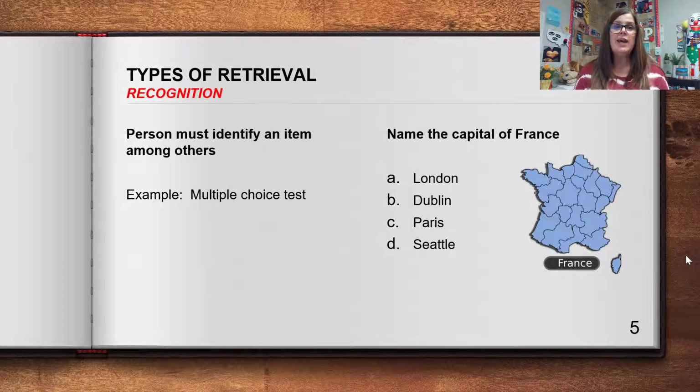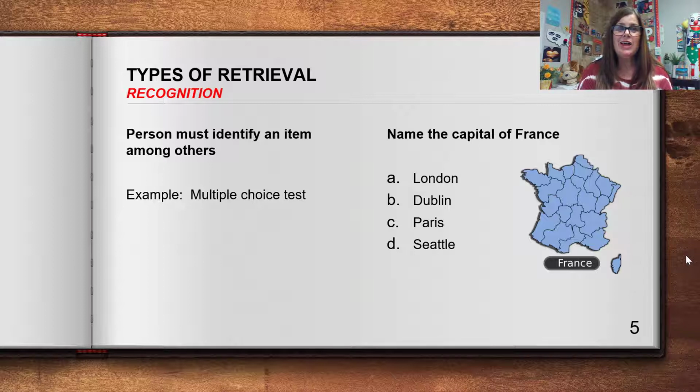So when we are looking at retrieval, we need to understand that there are a number of different types of retrieval. There's a number of different ways that we can pull this information out of our memory. So the first example is what we call recognition. And you see this a lot. You've practiced this a lot. You've seen it in action.